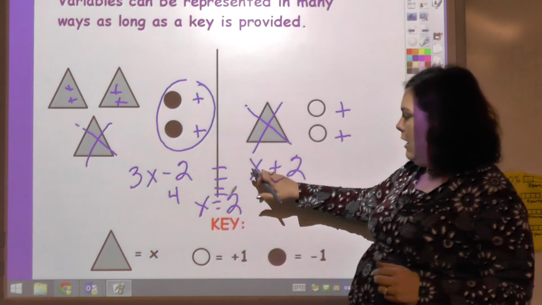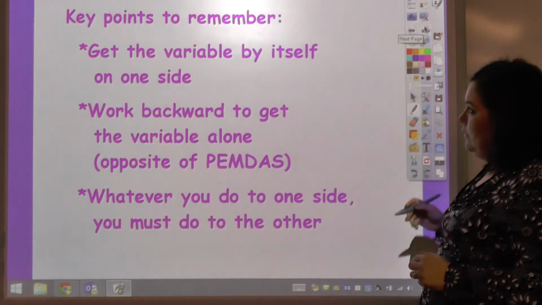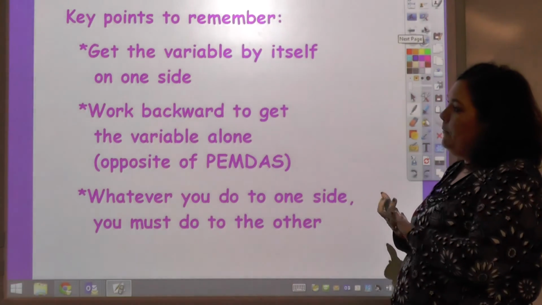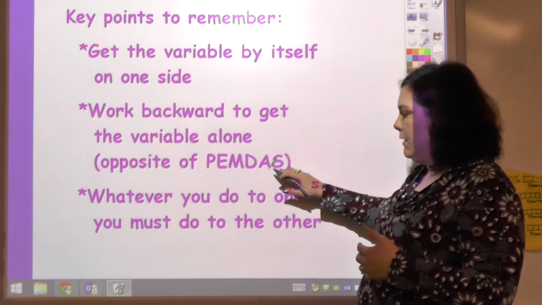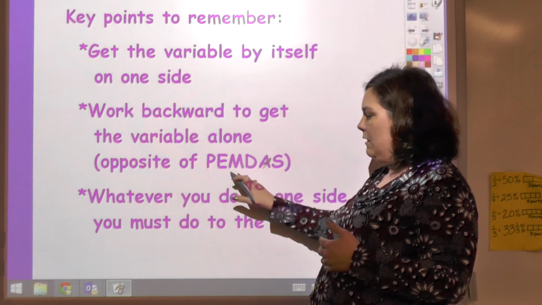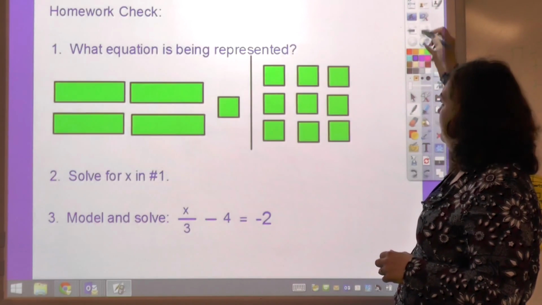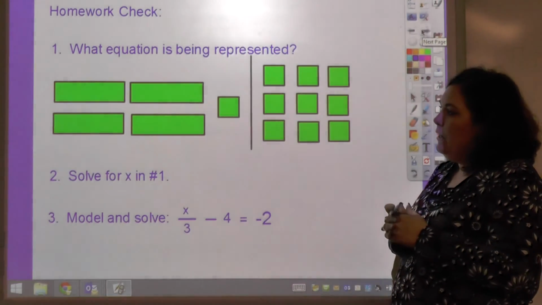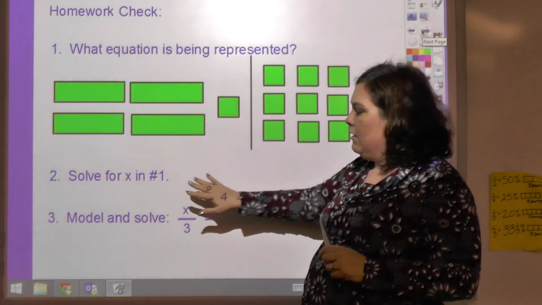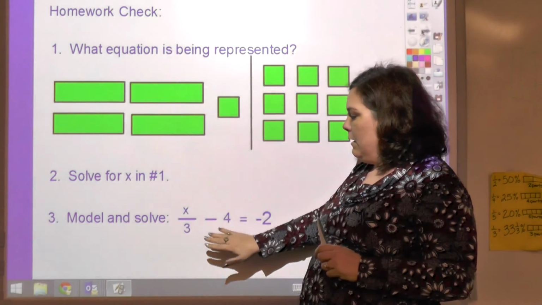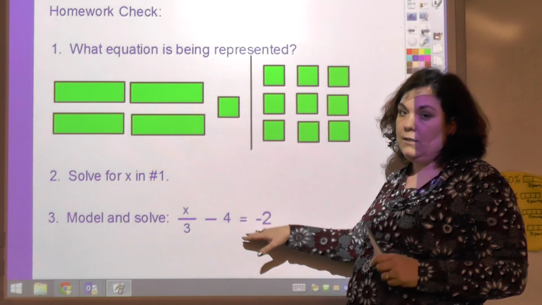So again, this was a time whenever you had x on both sides. So some key points to remember: get the variable by itself on one side, work backward to get the variable alone, opposite of PEMDAS. So we took care of the addition and subtraction first, then the multiplication or division. And whatever you do to one side, you must do to the other. So here's your homework check. This, you're just saying what equation is being represented, and then you solve for x. And then you need to model on your own this equation and solve it and put that answer in your homework check.